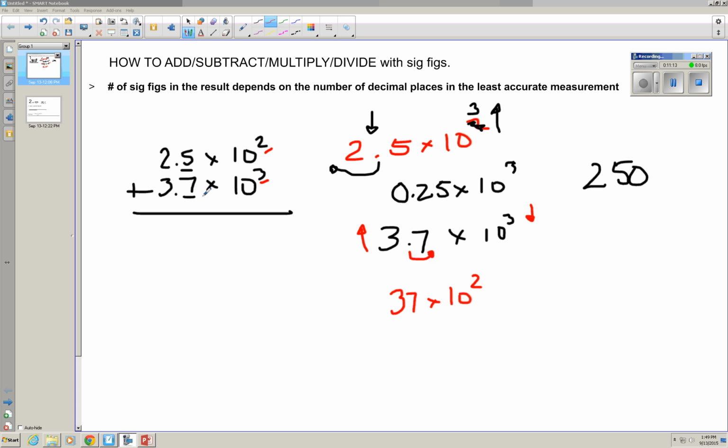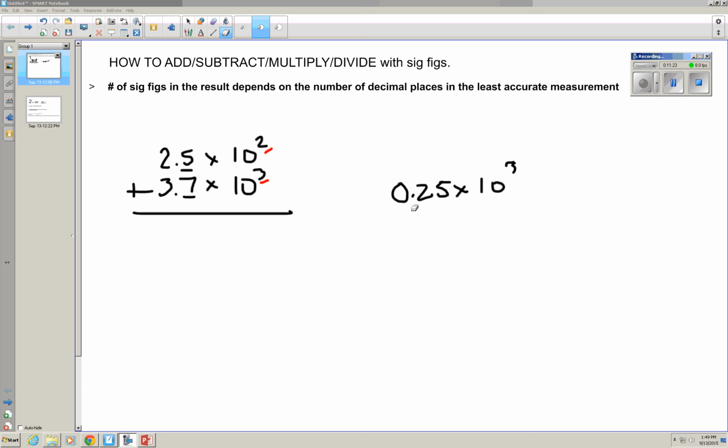So if I actually want to go back and do this problem, it doesn't matter which of these you do. You get the same answer each way. Just for the heck of it, let's pick this method. I'm going to choose 0.25 times 10 to the 3. Let's write this over again. Now I can evaluate. I have 0.25 times 10 to the 3 and 3.7 times 10 to the 3.